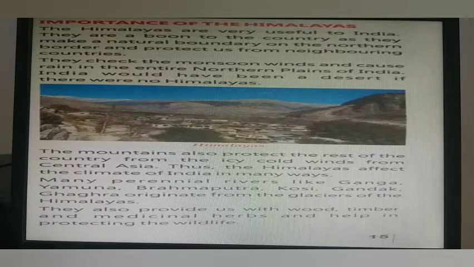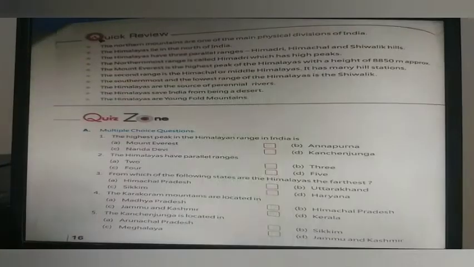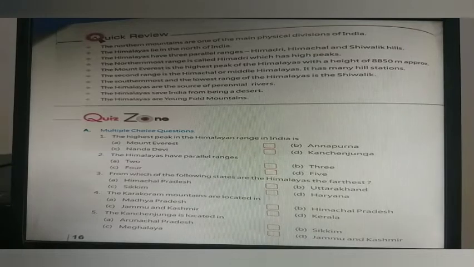With this, I would like to end this chapter, and now we are going to discuss the questions and answers and other exercises of this chapter. Page number 16, Quiz Zone. Exercise A, multiple choice questions. The highest peak in the Himalayan range in India is: Mount Everest, Annapurna, Nanda Devi or Kanchenjunga. The right answer is Kanchenjunga.